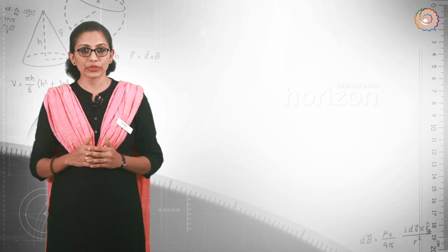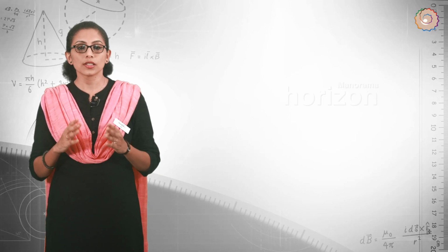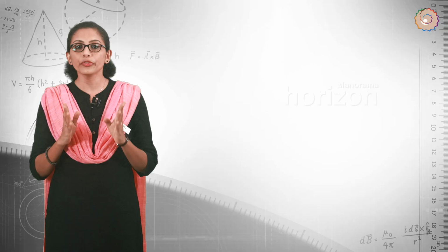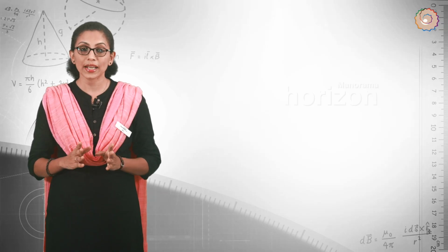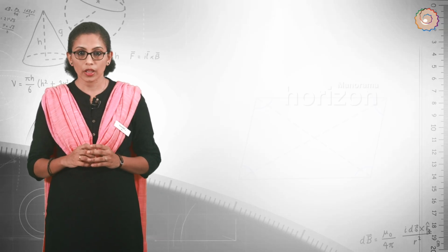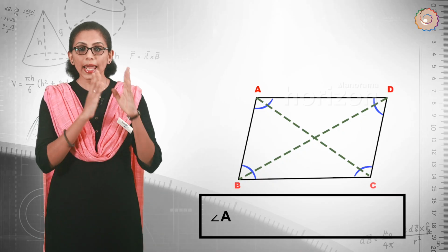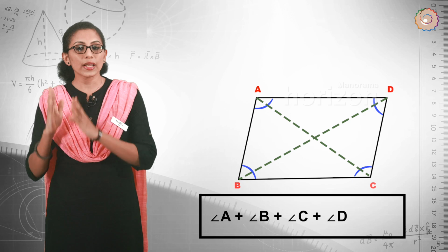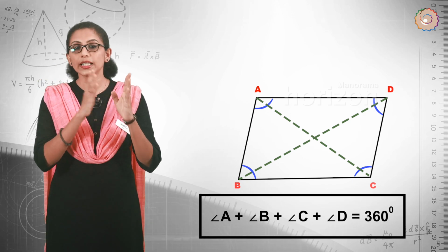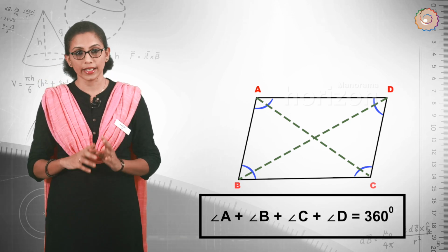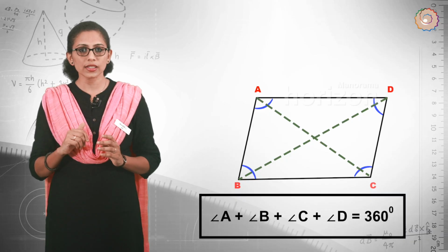In a quadrilateral, we know there are four angles. So, the sum of all the four angles of a quadrilateral is 360 degrees. Suppose we have a quadrilateral ABCD, then angle A plus angle B plus angle C plus angle D is equal to 360 degrees. How do we get this 360 degrees?